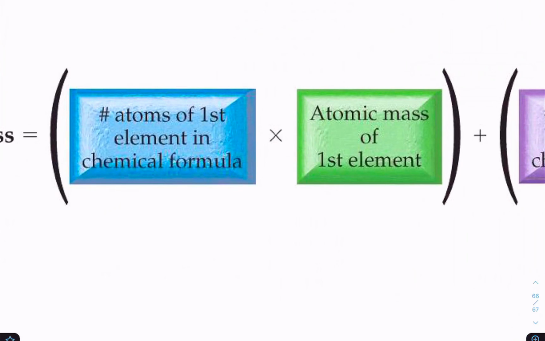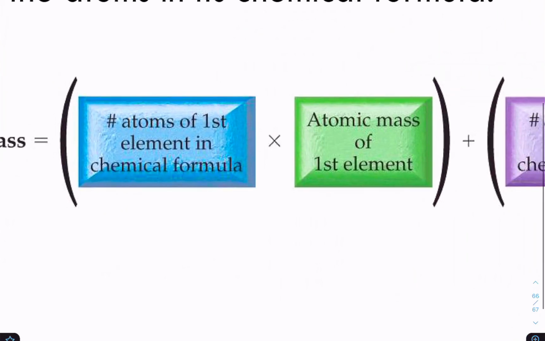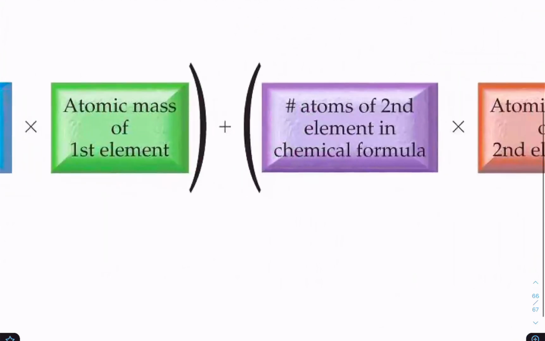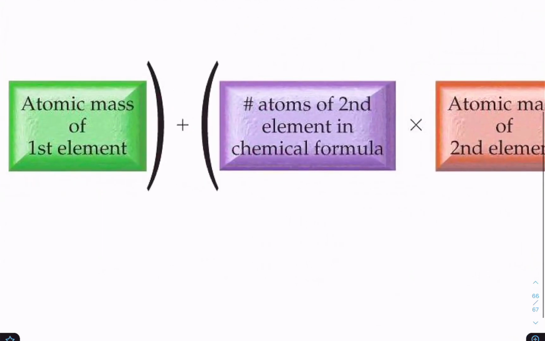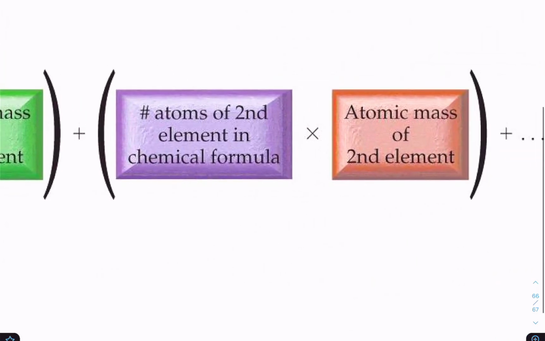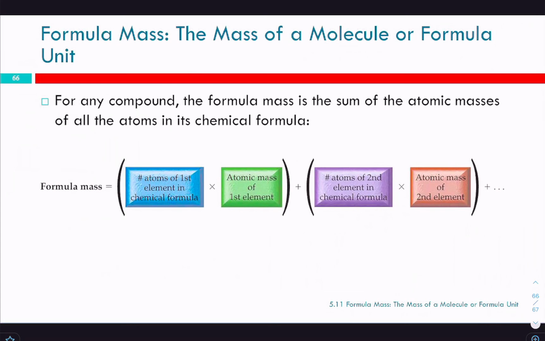Is that in the blue? That's legible. Yeah. Okay. So it's the number of atoms of the first element in the chemical formula multiplied by the atomic mass of the first element plus the number of atoms in the second element in the chemical formula multiplied by the atomic mass of the second element, and so on and so forth. So it's important to know and be able to calculate how many of each type of element there are in a compound.